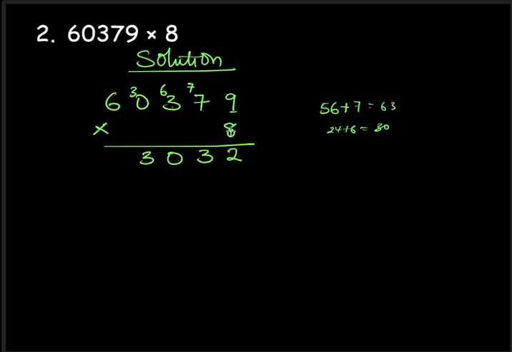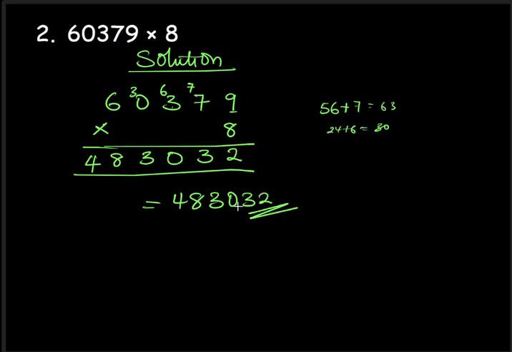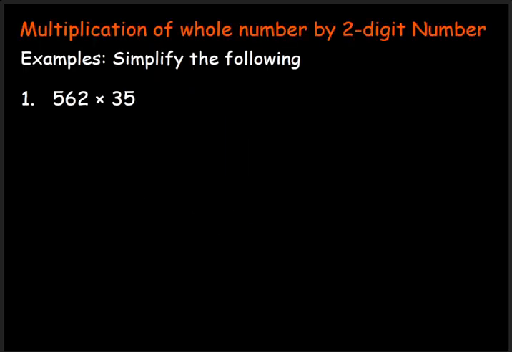So we move to the next one. 8 times 6 will give us 48. So our result is 483032. Okay, we move to the next part, multiplication of whole numbers by two-digit number. So let's see what happens when we are multiplying by two-digit number.